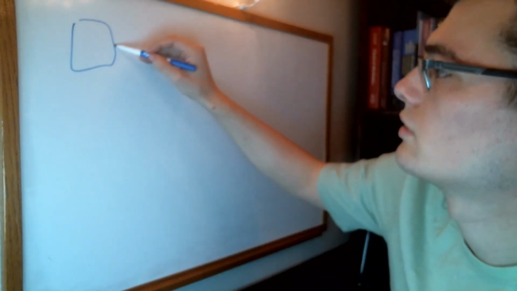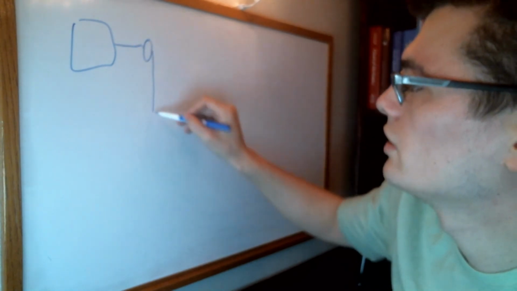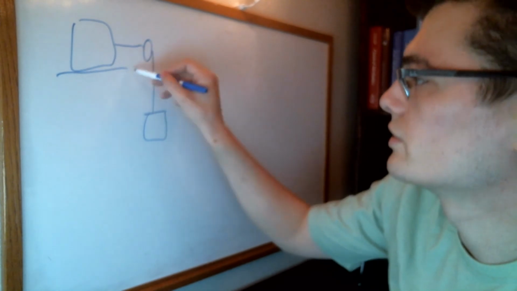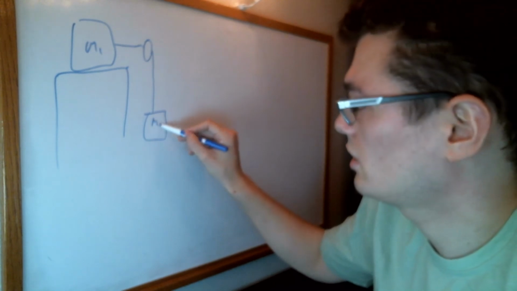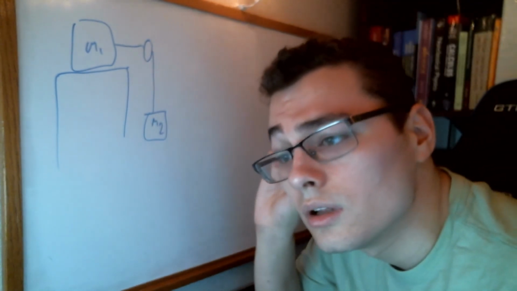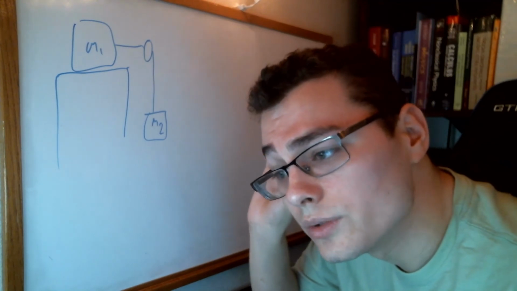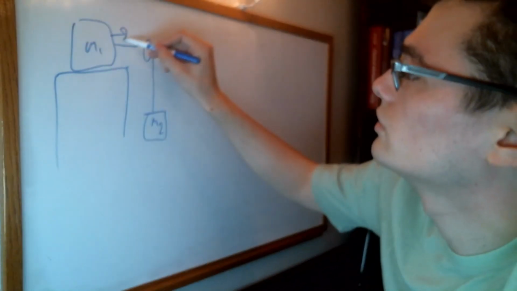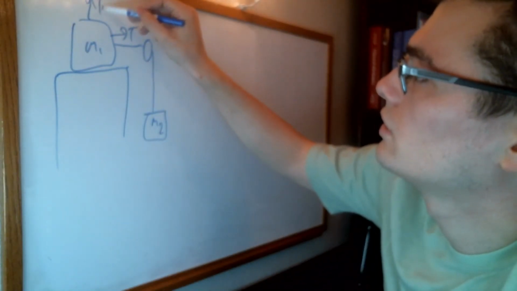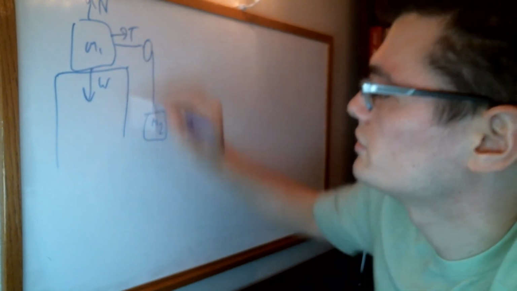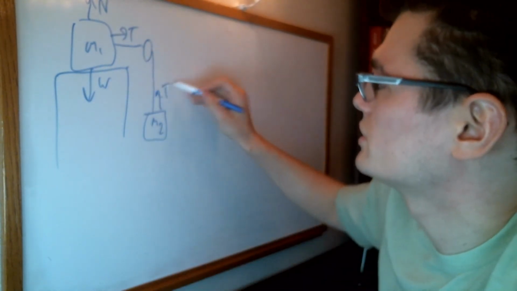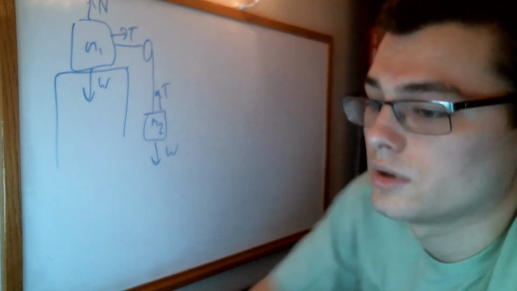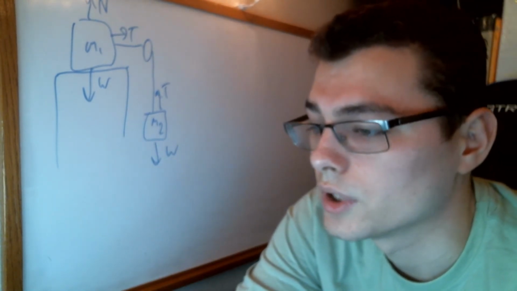Okay, so next up we have two masses, and they're going to be attached via a pulley, and one mass is going to sit on a table here. So this is going to be M1, and this is going to be M2. And so what we have to do is draw some free body diagrams. So you just have to include T, N, and W for this one, and then there's going to be a T going this way and a W going that way for the next one.